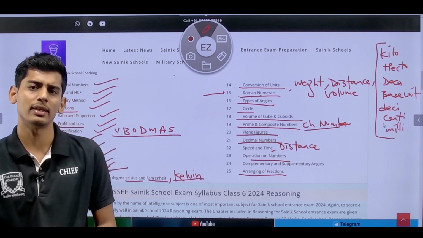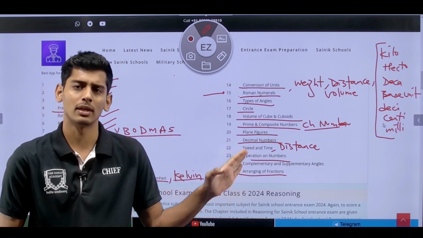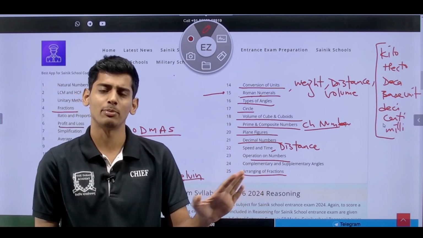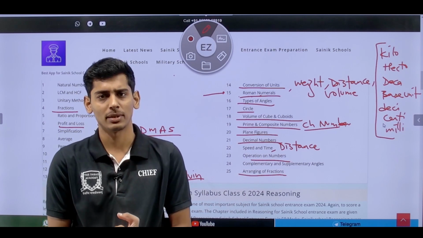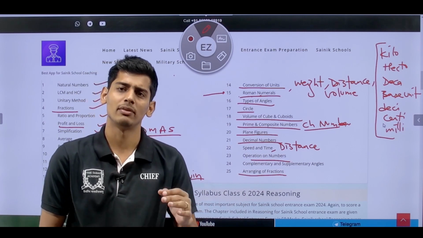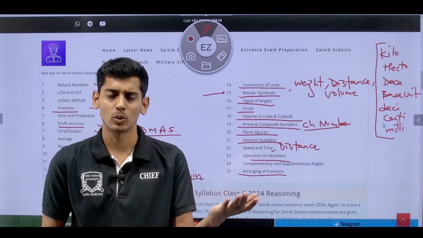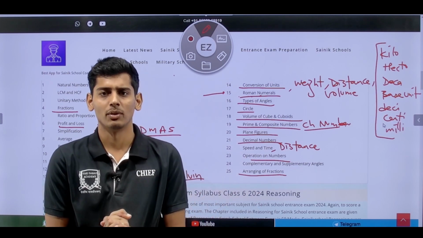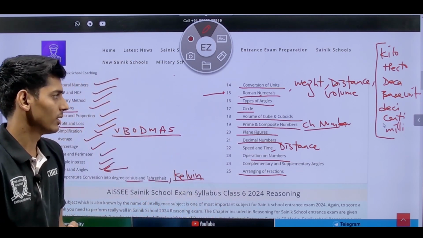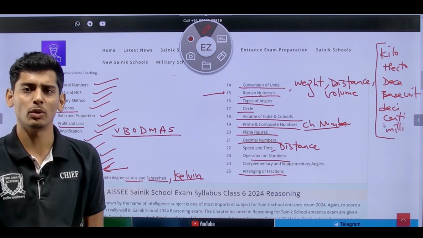There is a possibility that some of the chapters might be omitted, but largely these represent 95% of the questions that come in the entrance exams of All India Sainik Schools, or we can also recommend, Rashtriya Military Schools. Now, moving forward, if you have any questions, you can ask in the comment box.